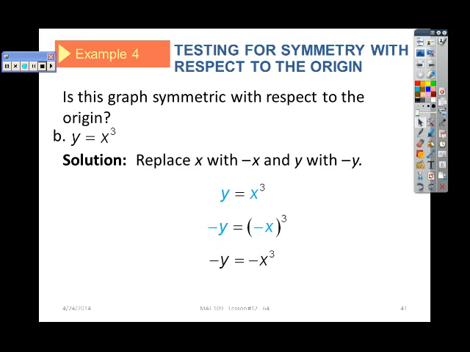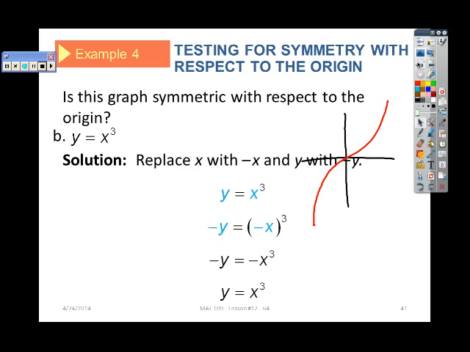If you cube a negative, you get a negative, right? Because you have three negatives. But then I can multiply by minus 1, and I'm back to where I started from. This equation is symmetric with respect to the origin. What you kind of have to do is think of flipping it twice. If you flipped it over here and then down here, if you can work with that concept, then that's the way it works.